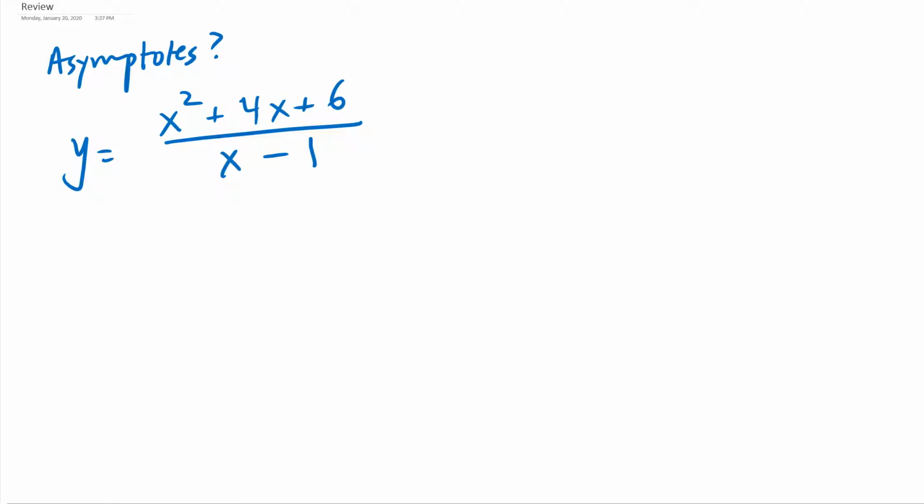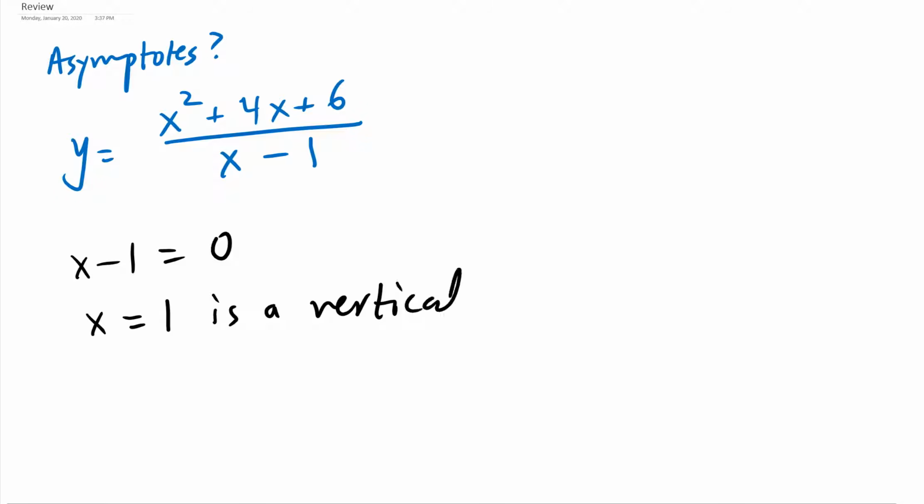Try it for 1 minute. So how do we do this one? First thing we set the denominator equal to 0, x equals 1. This is a vertical asymptote. So now the function has to have either a slant or a horizontal asymptote. So that was the vertical asymptote.